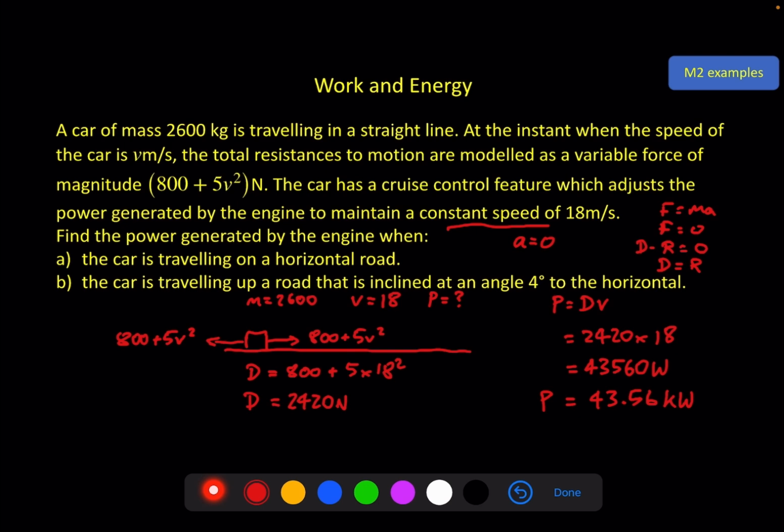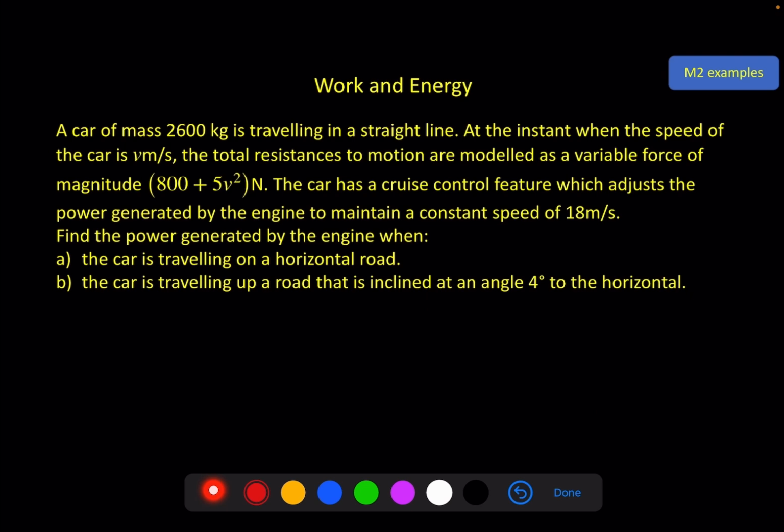Part B in this question is a whole different question, so again I'm going to clear all of this off and start again. We're going now at 4 degrees to the horizontal, which means that there is now a gravitational element to the resultant force in my F equals ma equation. So the driving force will no longer equal the resistive force. Here's the car. Mass is still 2600. Driving force going this way, keeping a constant velocity of 18 meters a second.